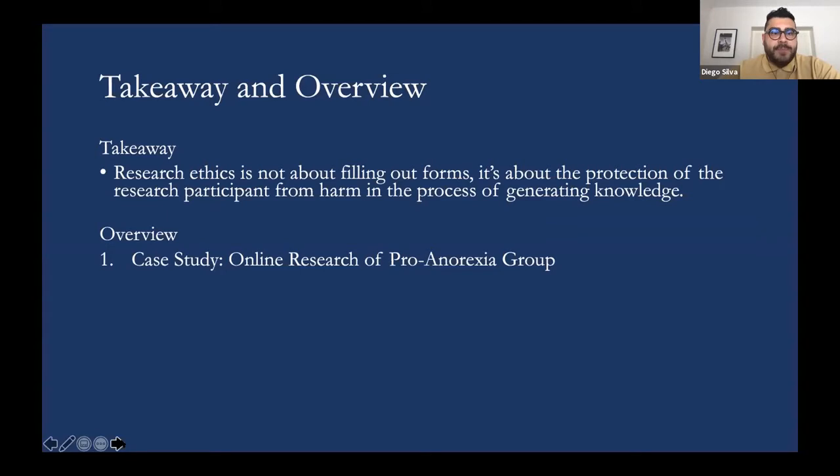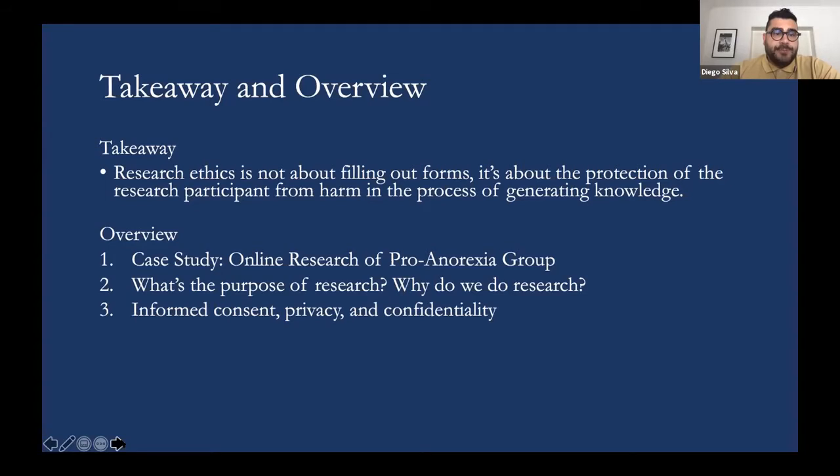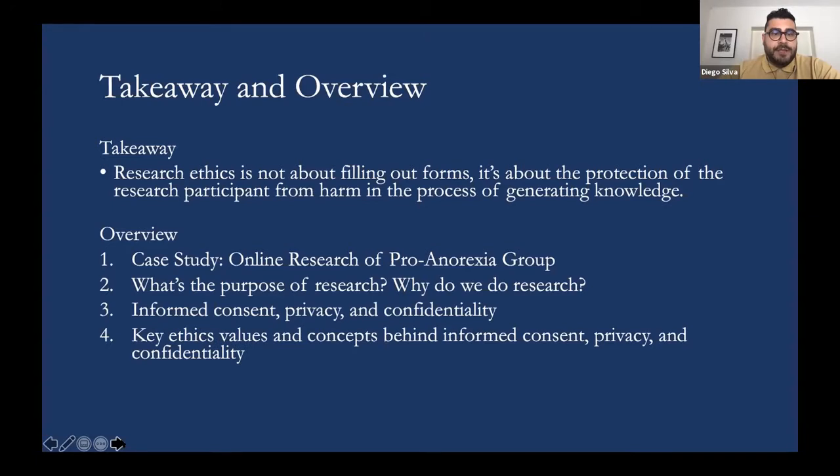I'm going to start with a small case study that I'll return to at the end, just to ground some of the things I'll be talking about. I want to look very briefly at what the purpose of research is and why we do research. They're going to be obvious, but they really do help us think through the actual ethics part of research as well. We'll look a little bit at informed consent, privacy, and confidentiality. And then critically, I'm going to spend time looking at what some of the key values or concepts are behind things like informed consent, privacy, and confidentiality. And then, like I said already, I'll return to the case study at hand.